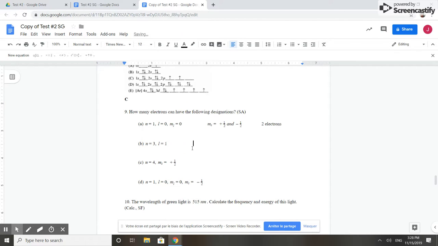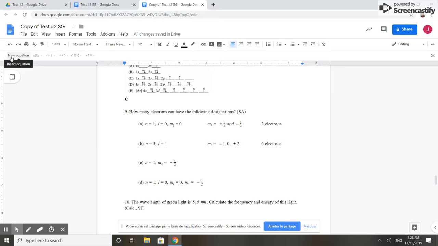Right, so now I've got N is equal to 3, L is equal to 1. So I have ML is equal to negative 1, 0, and positive 1. Each one of those could have up to 2 electrons each, 6 electrons. Or you could think of it as that's just 3p. So there's a couple different ways you could approach this one.